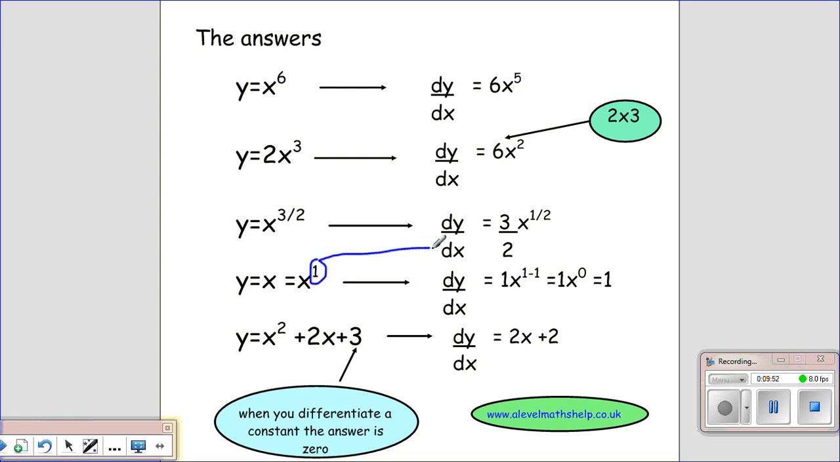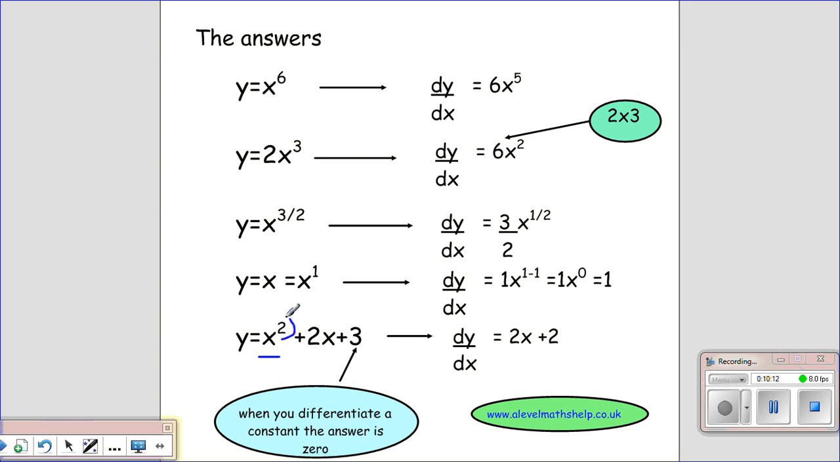So we take our power, we multiply by the power, we take 1 from the power, 1 take away 1 is 0, and anything to the power of 0 is 1. That gives us the answer 1. Now this last one, you just have to differentiate term by term. So it's exactly the same. You just focus on one term and then move on to the next one.